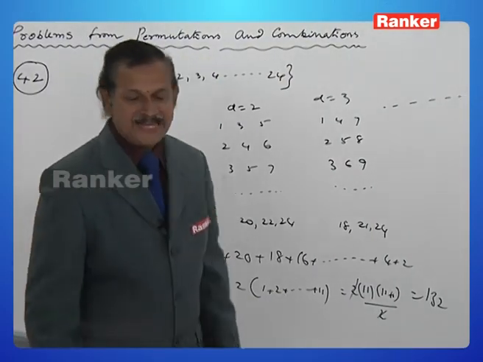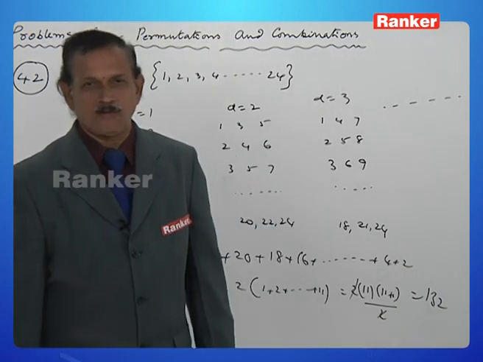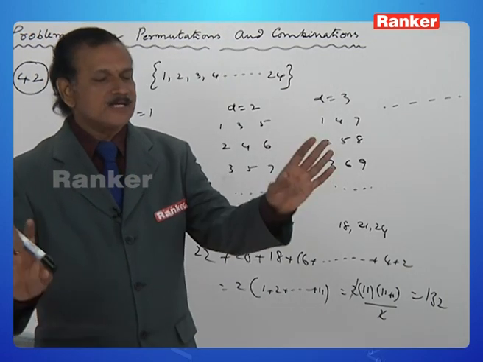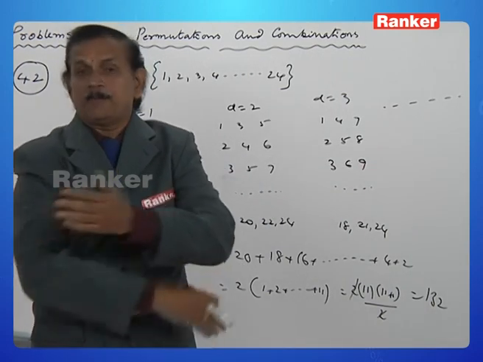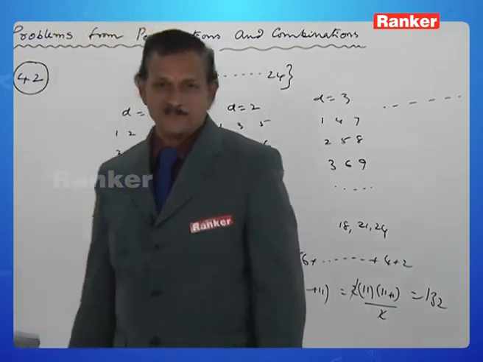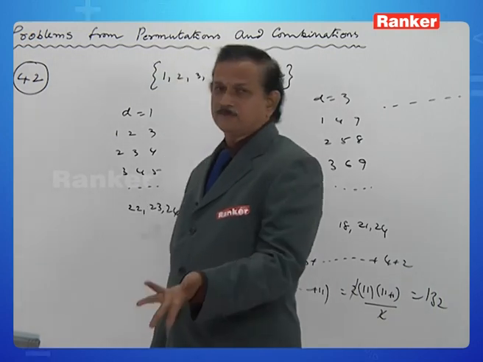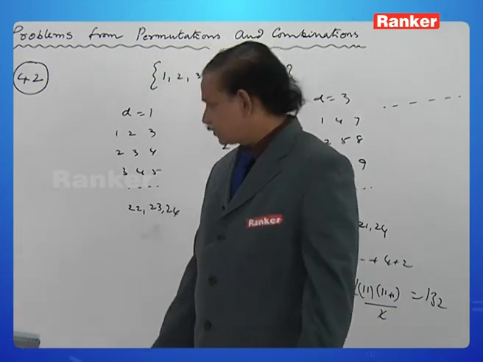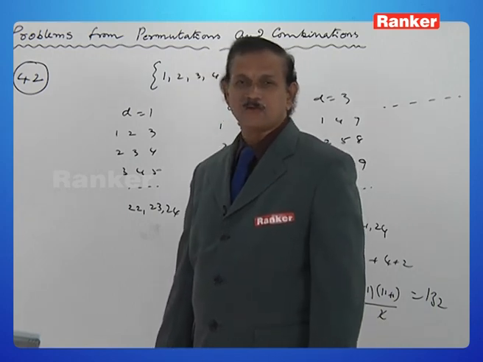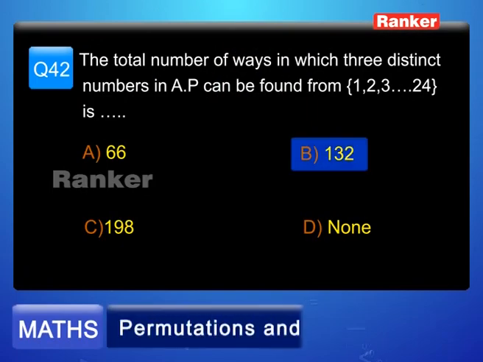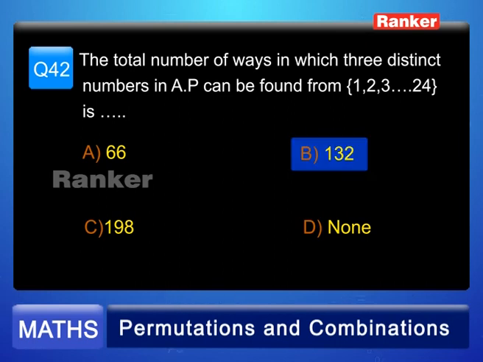This is another way of making an attack on the question. We just want to have 3 numbers which are in AP. AP means there must be some difference maintained. That difference can be 1, 2, 3 or like that. You proceed like that, you will be able to estimate the number of such combinations. The answer is 132. In any method you can follow. The answer is option B, that is 132.